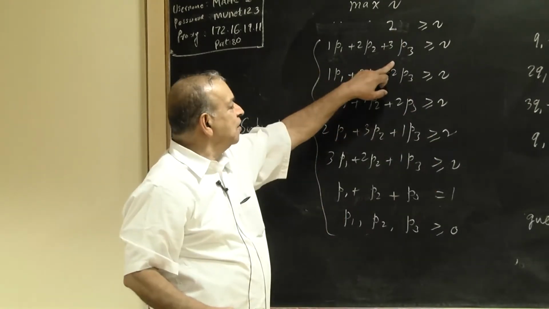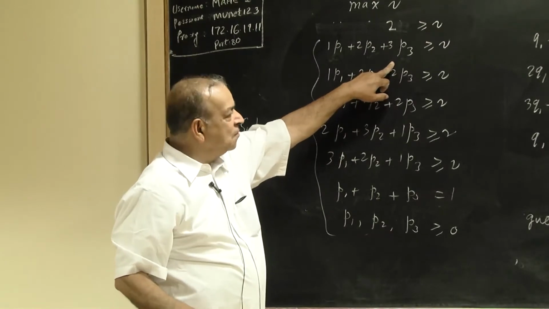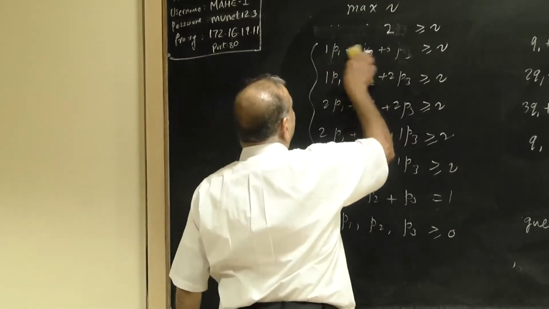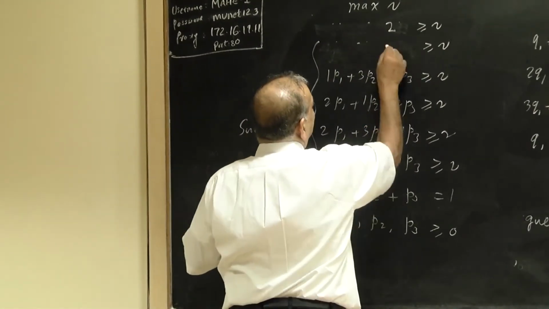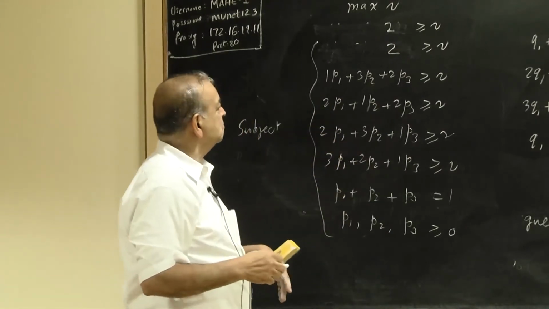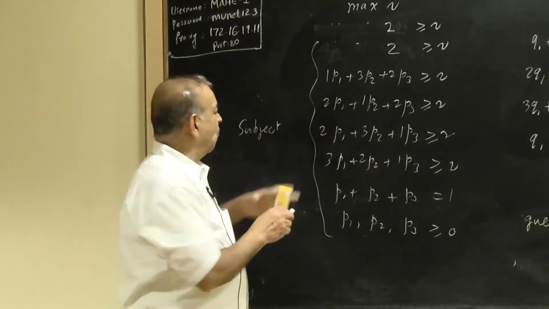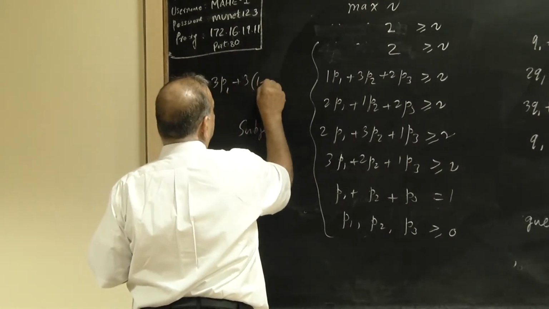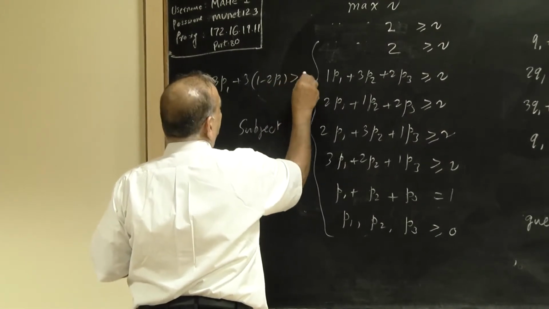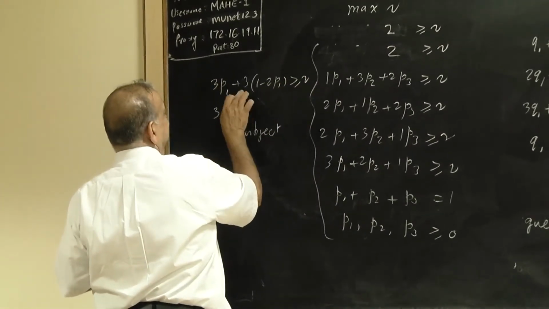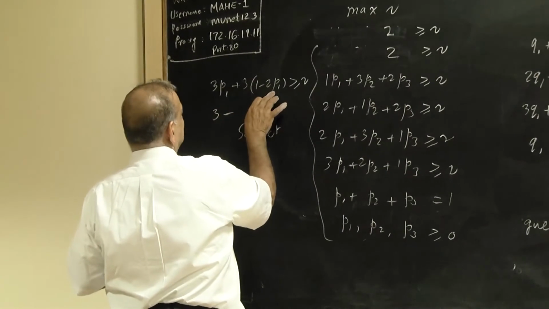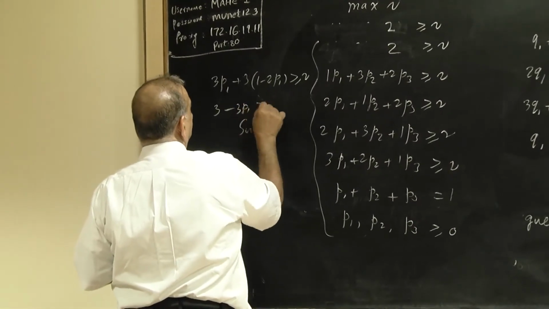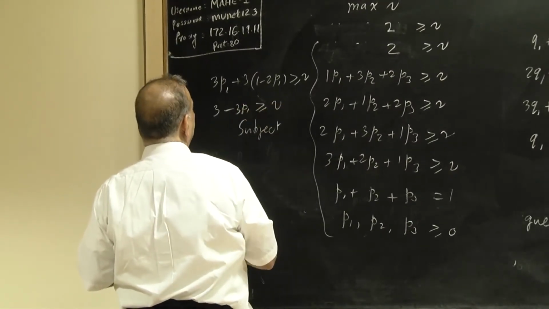Now let us do this one. Is it the same thing? Second one also? Same thing. This is also giving the same information. How about this? 3P1 plus 3 times P2, which is 1 minus 2P1, is greater than or equal to V. This is 3 minus 3P1, 6P1. Am I right?